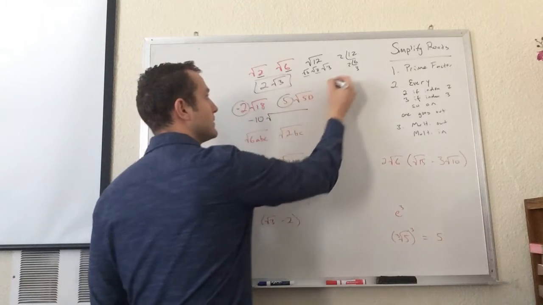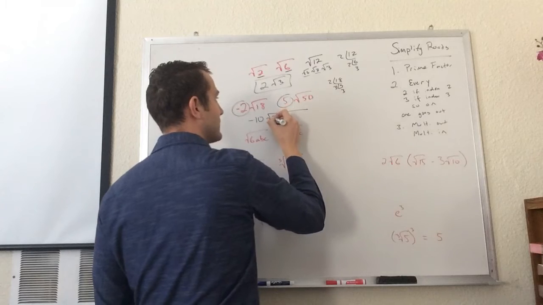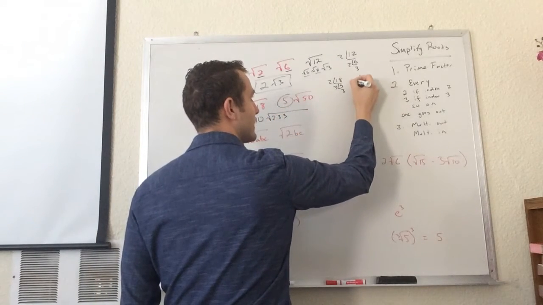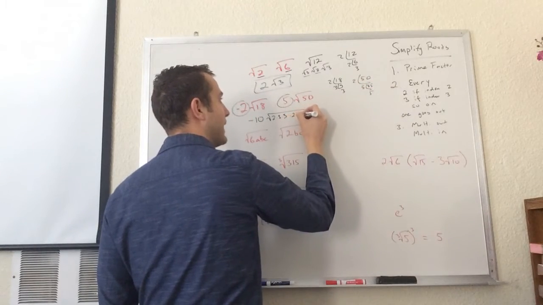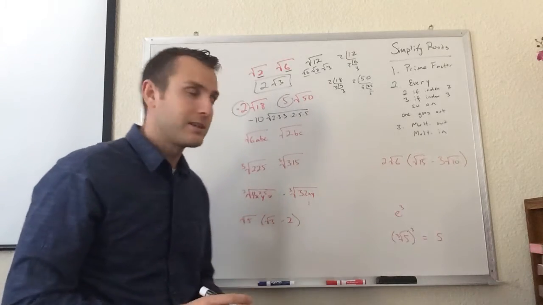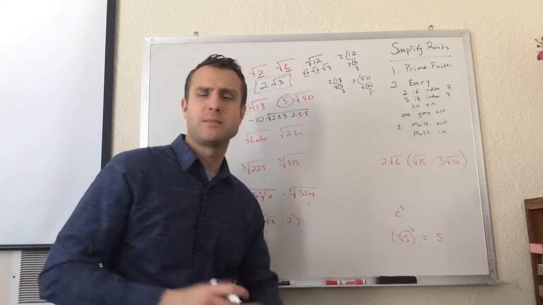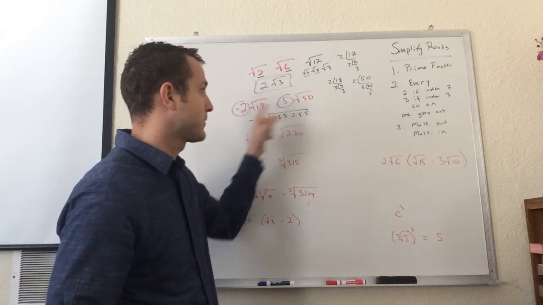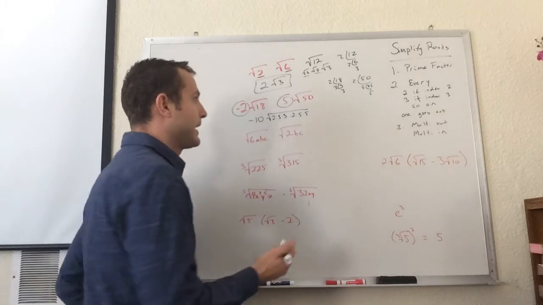So 18, that's 2, 9, 3, 3. So I have 2, 3, 3. 50, 2, 25, 5, and 5. So I have 2, 5, 5. So the reason why I want you to do that first, otherwise you're going to have to do 18 times 50. You're going to get a really big number, and that's going to be a lot harder to do the prime factorization for. So it's easier to do the prime factorization for the smaller numbers and then put them all together inside.